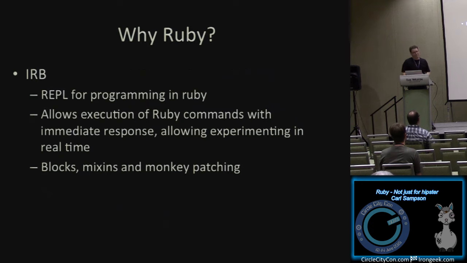IRB is the Ruby shell, which is really awesome. It's a REPL for programming in Ruby, so that's read, evaluate, print, loop. That allows you to execute Ruby commands within a shell and get an immediate response, so if you're testing something, you just want to play with it. And you can do everything in that you can do within a typical Ruby app: blocks, mixins, monkey patching, which is kind of what we did with the base64 thing, or open classes. It's really full function, what you can do in that.